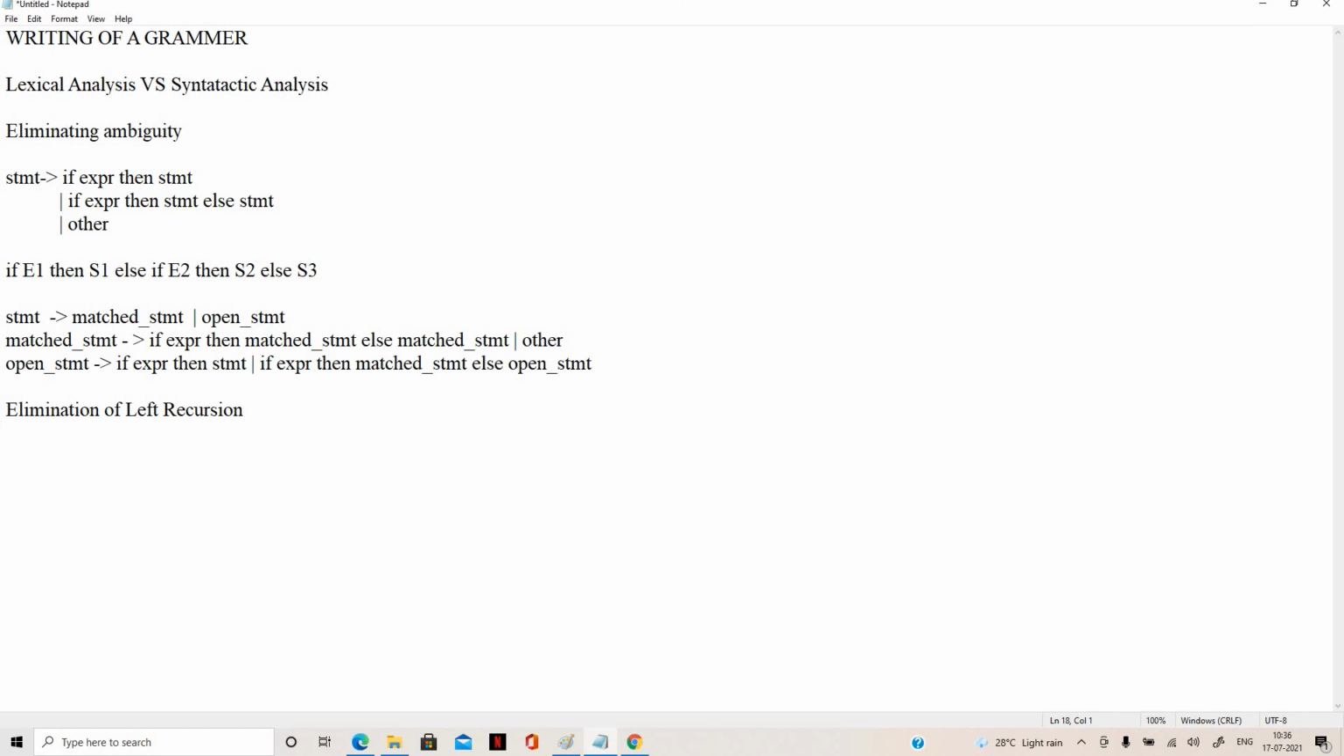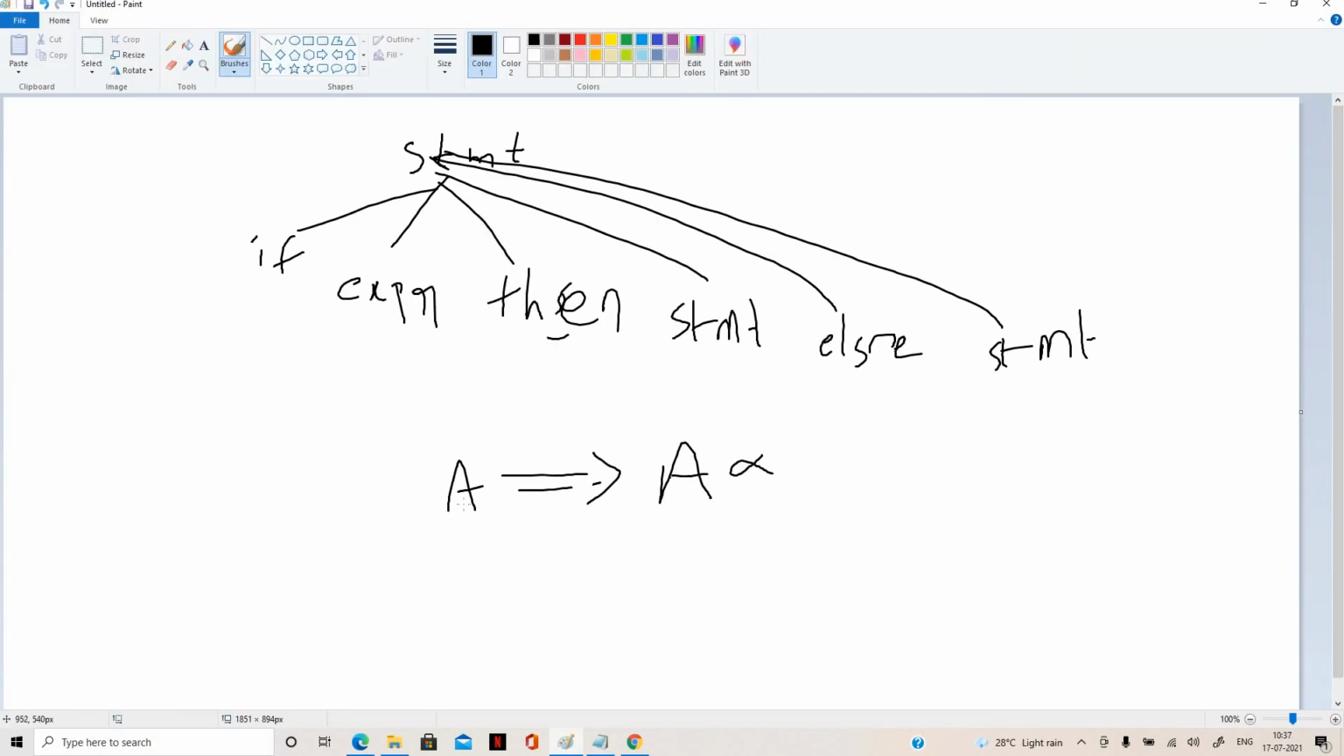So the grammar is like this: A tends to A C | A A D | B D | epsilon. What I said is that if any grammar has this format, A tends to A alpha, meaning one non-terminal tends to the same non-terminal followed by some string, then we can say it has left recursion. And if it has left recursion, we are supposed to eliminate it. We can eliminate it with the help of some algorithm.